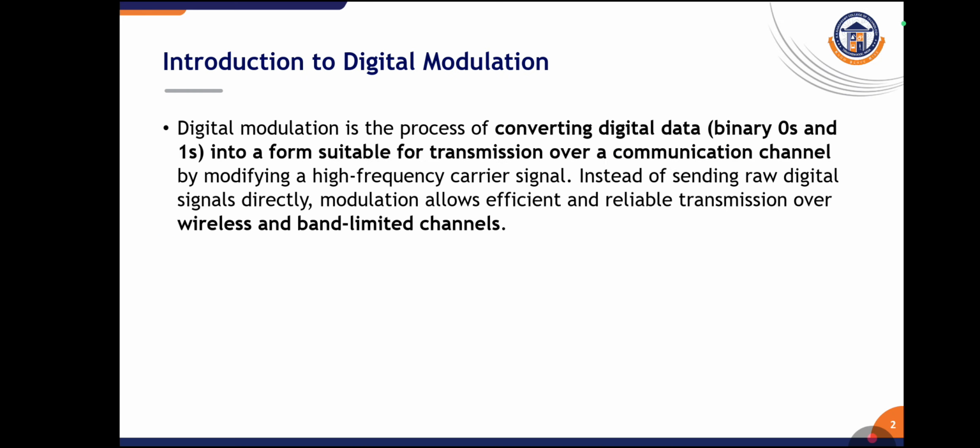First, introduction to digital modulation. Digital modulation is the process of converting digital data, so digital data means binary zeros and ones, into a form suitable for transmission over a communication channel by modifying a high frequency carrier signal. Instead of sending raw digital signals directly, modulation allows efficient and reliable transmission over wireless and band limited channels.